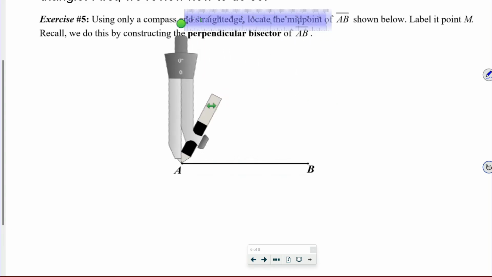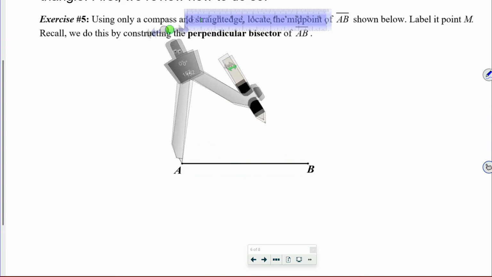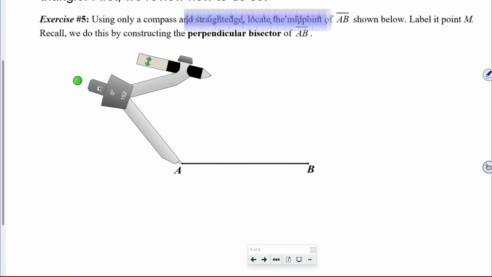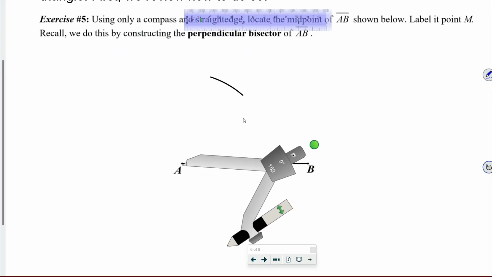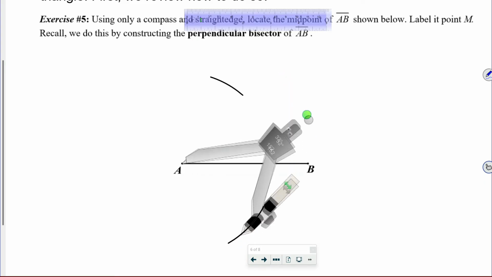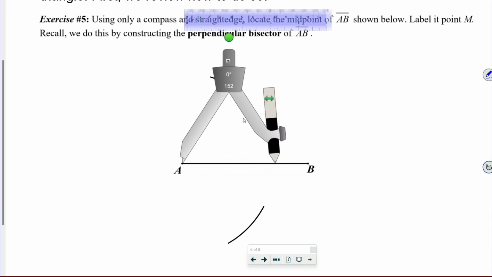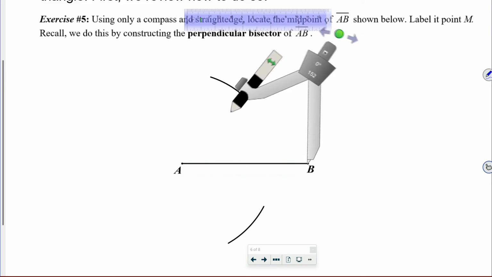I'm going to bring my compass over here, putting down the center of my compass at point A, extending my compass so that it's more than half the length of the line segment, and then I've got to get this back onto the point A. I'm going to draw an arc here. I'm going to go below the line segment and draw another arc. Now I'm going to switch and put my compass point on B without changing the radius. Very important, right? Don't change the radius.